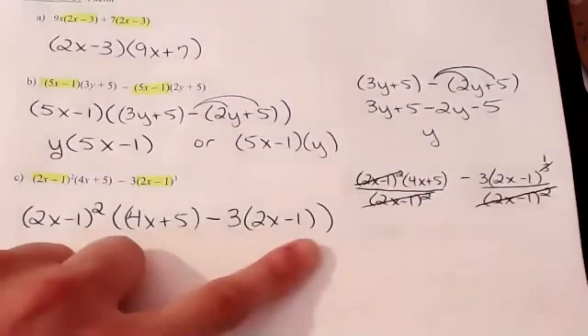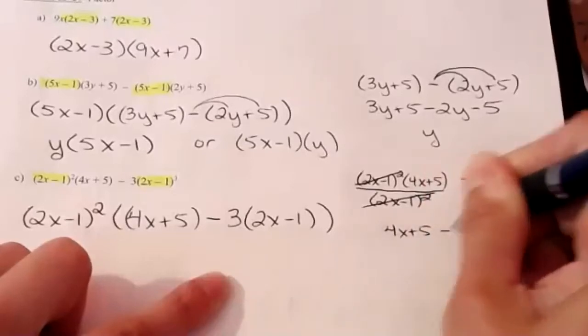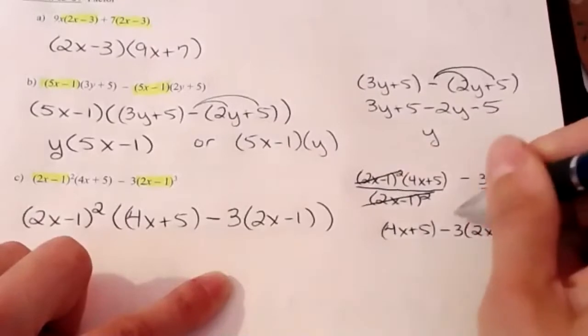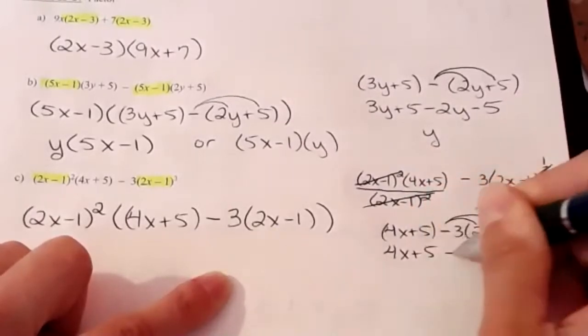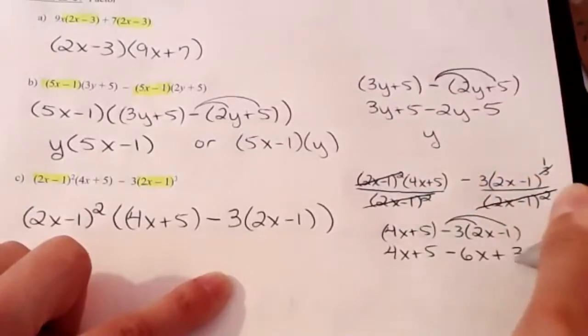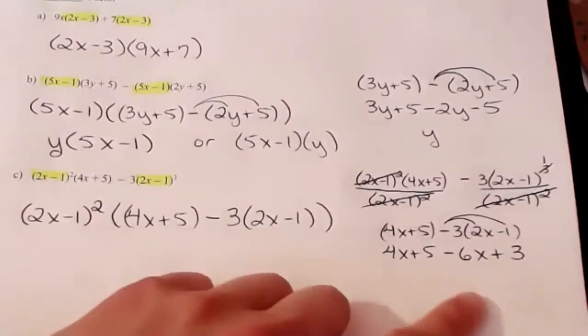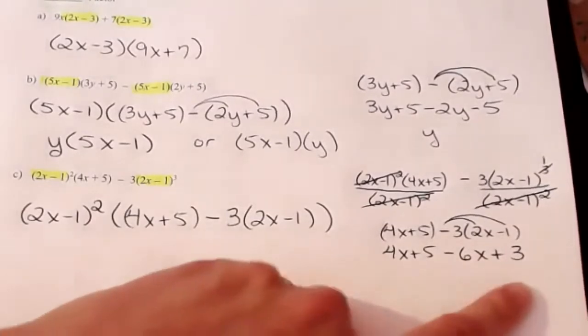Take a look at what's inside the set of parentheses. We have a 4x plus 5 minus 3 times 2x minus 1. So we are definitely going to distribute here. So we get 4x plus 5 minus 6x plus 3. Be careful with those signs. A negative times a positive makes a negative, and a negative times a negative makes a positive. So we just want to be really, really careful with that. Zach, can you finish this off? When you combine like terms in this expression, what does it leave you with? Just combine like terms here.